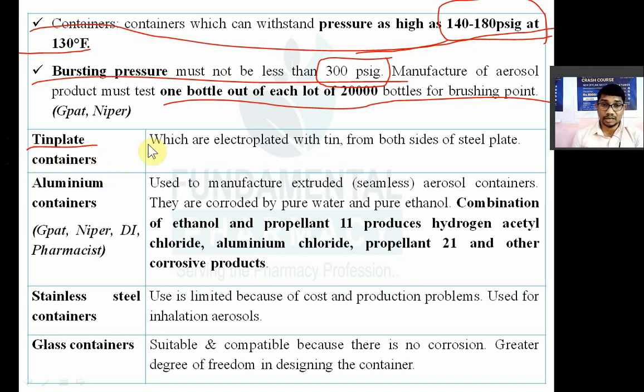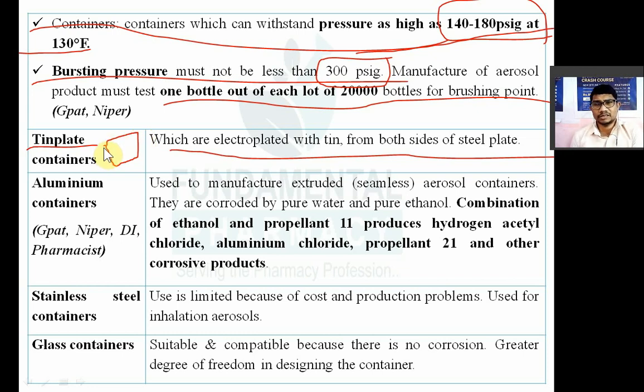So aluminum container के साथ में क्या है? They are most widely used, and they can also be given various kinds of shapes. They also withstand the high pressure. They are used to make the seamless aerosol container, but they are also corroded by pure water and pure ethanol. Corrosion करते हैं, degradation करता है, erosion होता है. किसे? Combination of ethanol and propellant 11, because this combination will produce hydrogen acetyl chloride. हाइड्रोजन एसिटाइल क्लोराइड एक बाय प्रोडक्ट बनता है if you combine ethanol and propellant 11. Now hydrogen acetyl chloride, then aluminum chloride, and also one product known as propellant 21 and other corrosive products.